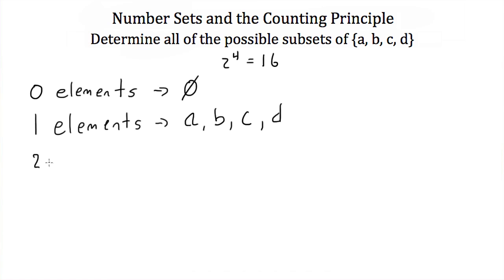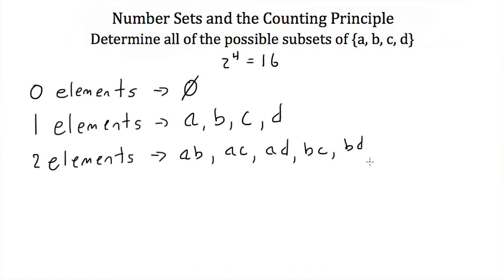We might have some 2 element subsets. Then we would choose A and B, or maybe A and C, or maybe A and D. We also might choose B and C, or B and D, or we might choose C and D. So there are 6 different possible 2-element subsets.